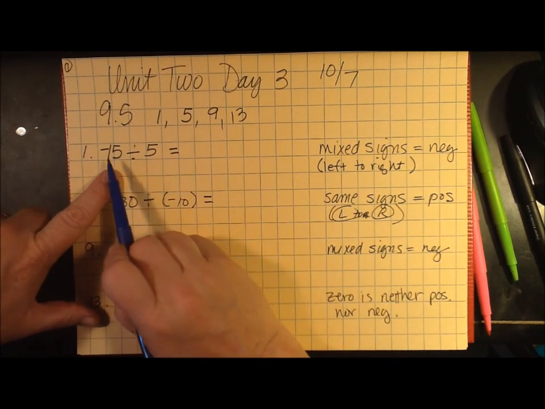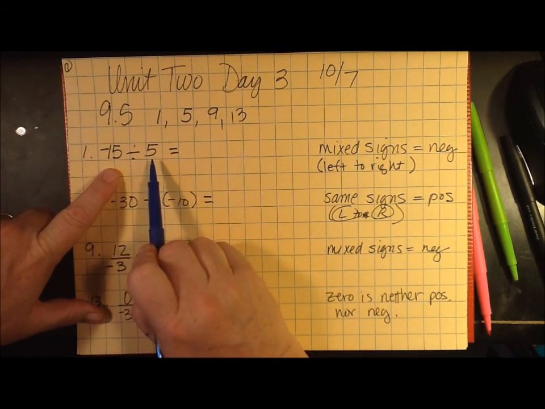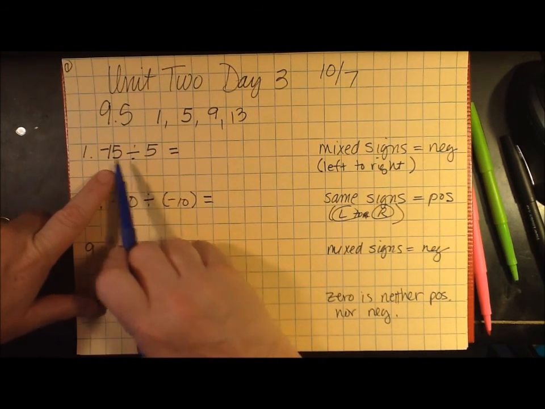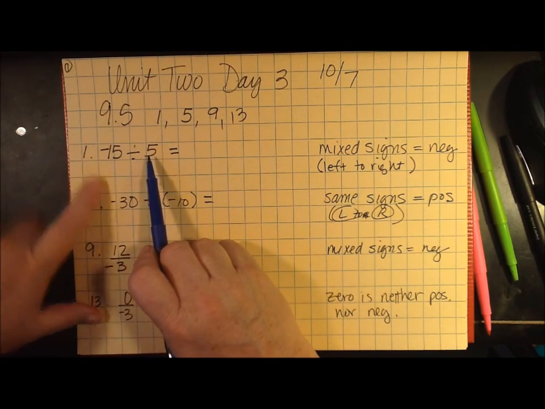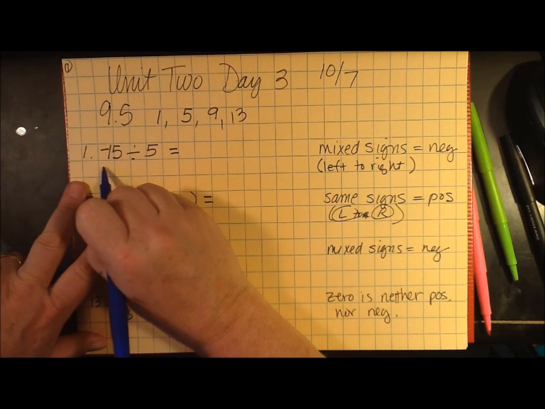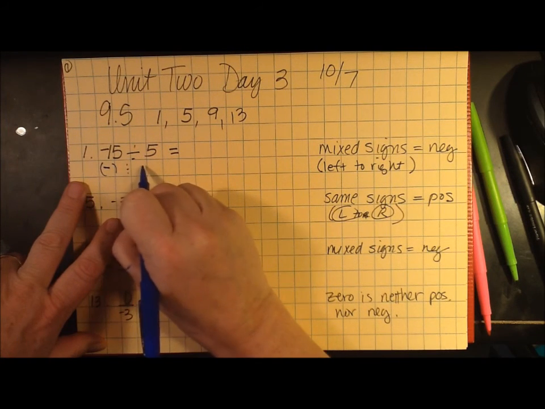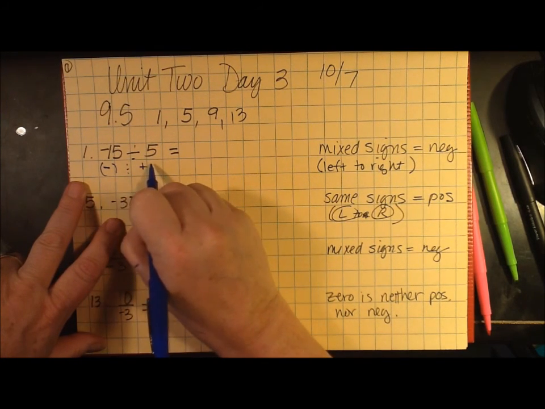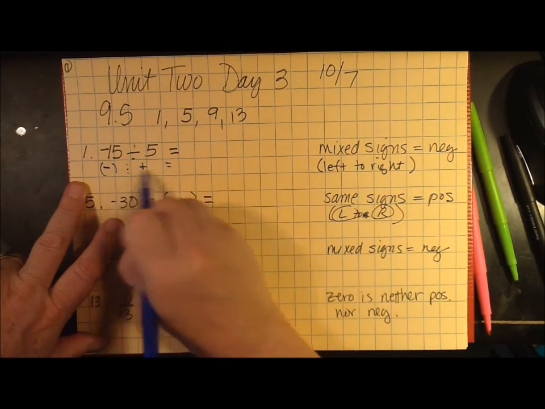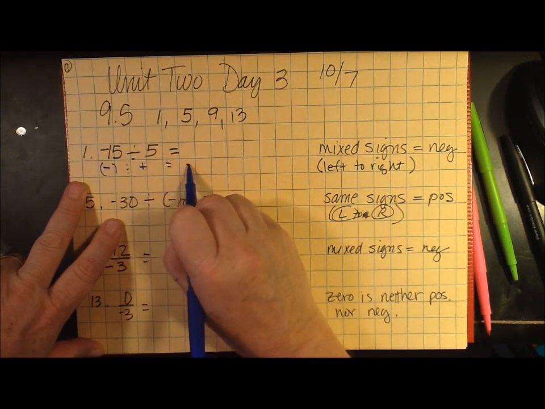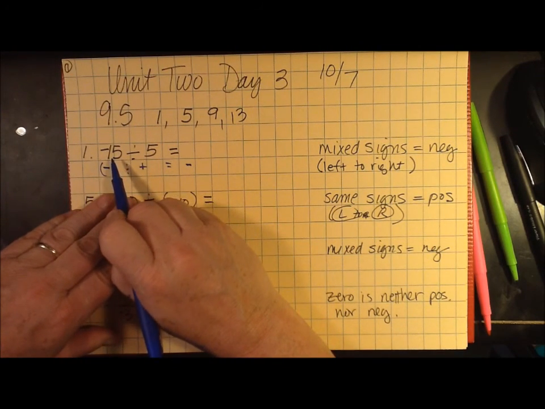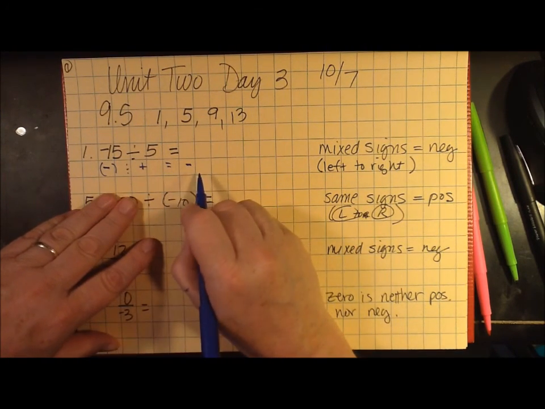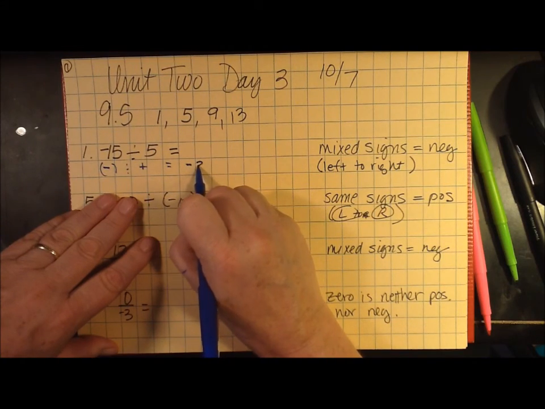Here we have negative 15 divided by 5. The first thing I'm going to do is inspect, and I see I have a negative number and a positive number. So I'm going to say a negative divided by a positive is mixed, so that my answer will be negative. I'm going to work this left to right, and you would read it as 15 divided by 5 is 3, so my answer is negative 3.